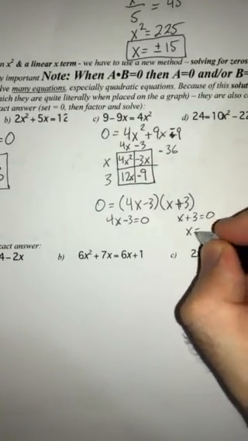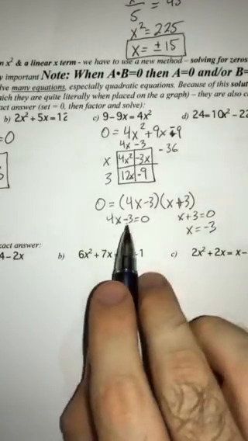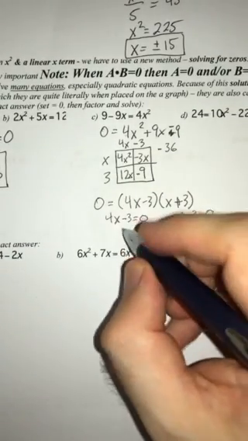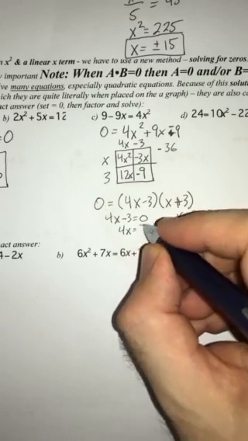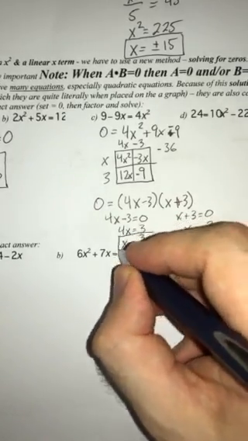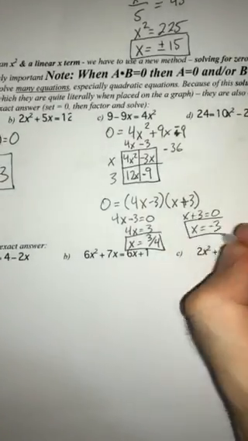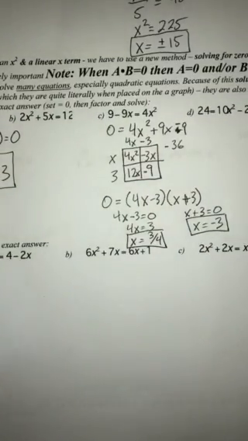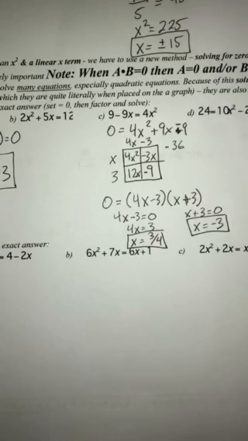This one's pretty easy. It's just x equals negative 3. This one, in solving it, 4x equals 3, so I get that x is 3 over 4. So here are my two solutions. Yes, you can get a fraction as a solution, and that's fine.